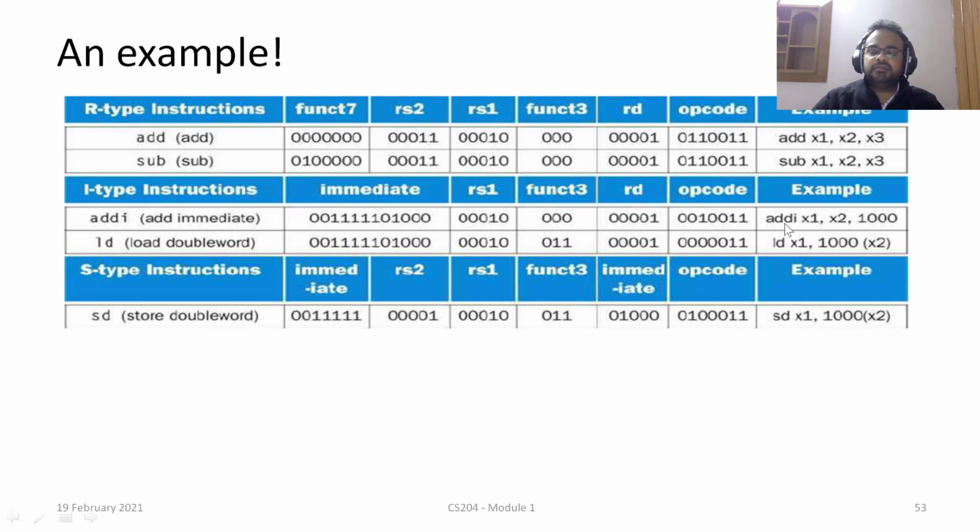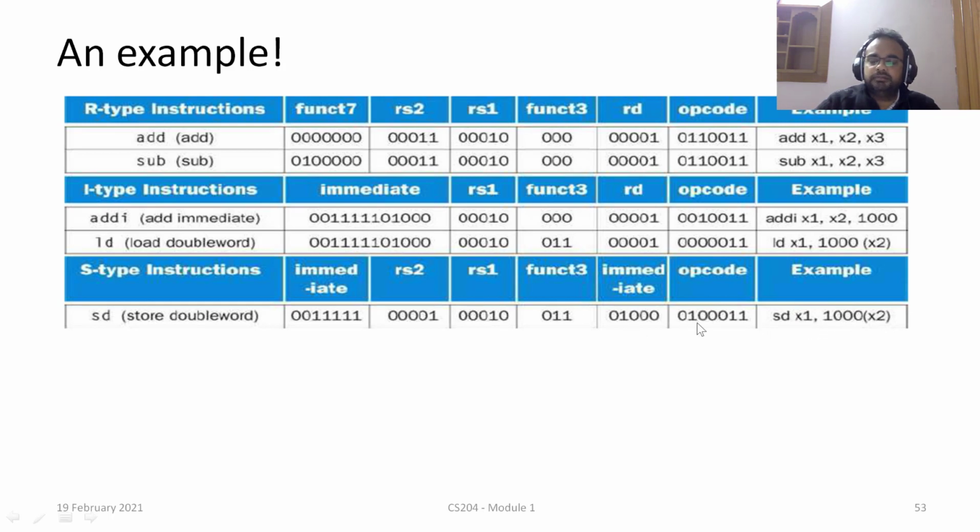In the I format, we have an example here, ADDI x1, x2 and followed by 1000, right? 1000 is represented here. And if you look at the load instruction, x1, and we have an offset of 1000 with a base register as x2. That's what is given here. The destination register is x1 here, the base register is x2, to which the immediate value 1000 would be added, right? In the store S type instructions, we have SD x1, 1000(x2).